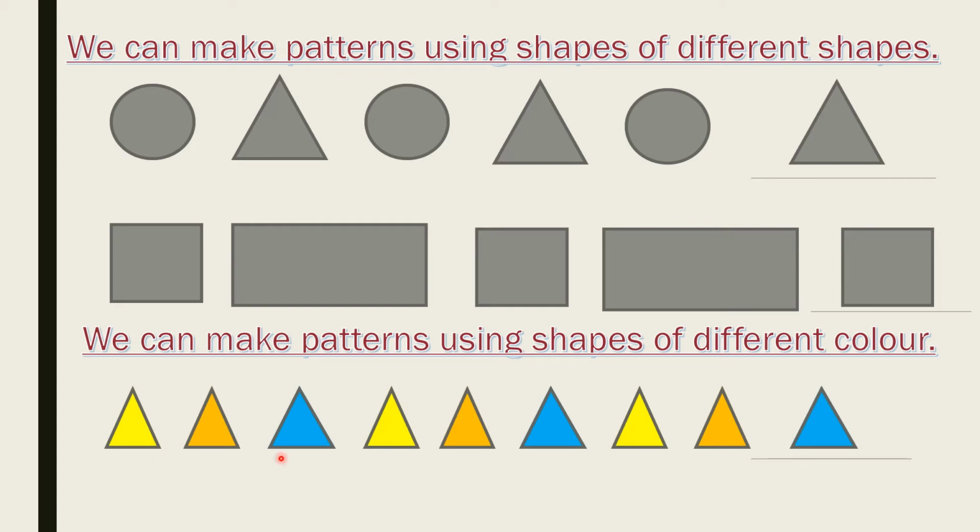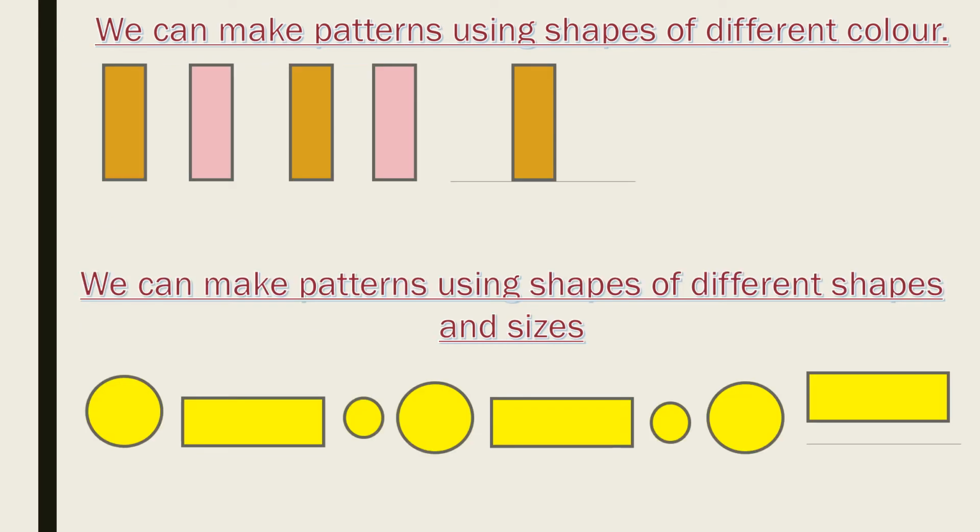So what is the difference? Their colors. Yellow triangle, orange triangle, blue triangle. Yellow triangle, orange triangle, blue triangle. Okay, so you can see what pattern are we following here. We are following the pattern of colors. Yellow, orange, blue. Yellow, orange, blue. Okay.